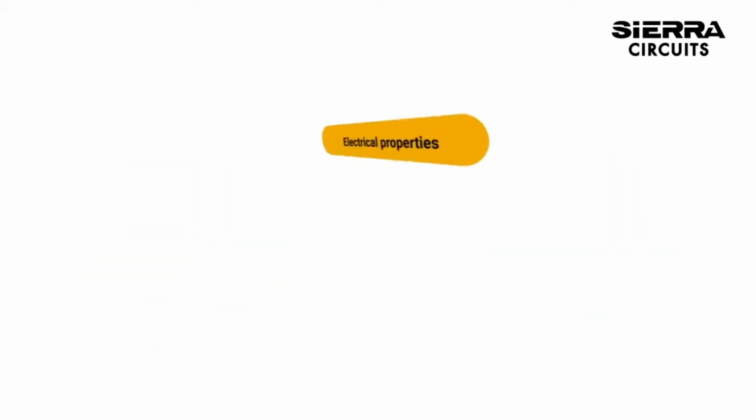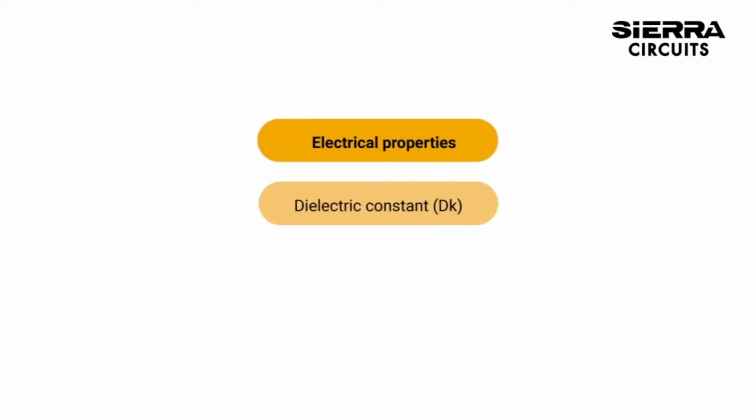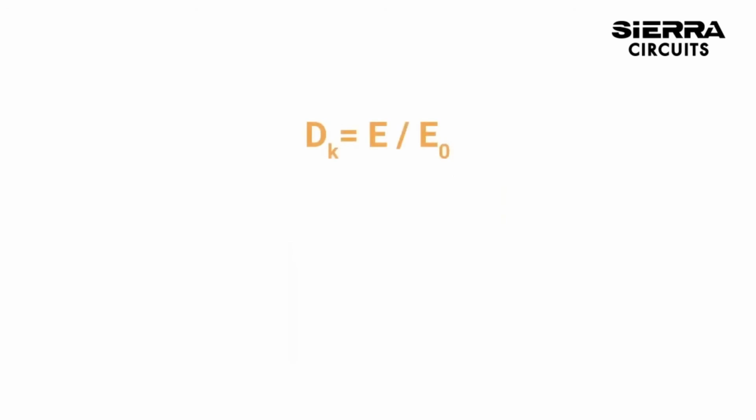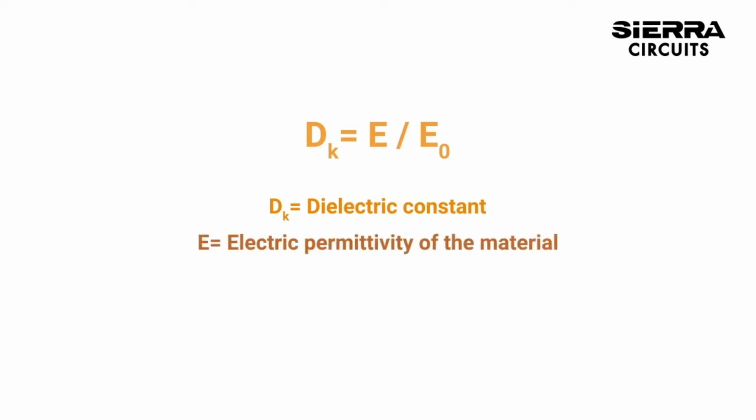Electrical properties include dielectric constant and loss tangent. Dielectric constant is the ratio of electric permittivity of the material to electric permittivity of free space. It generally decreases as frequency increases. Dk for most PCB materials ranges between 2.5 and 4.5.